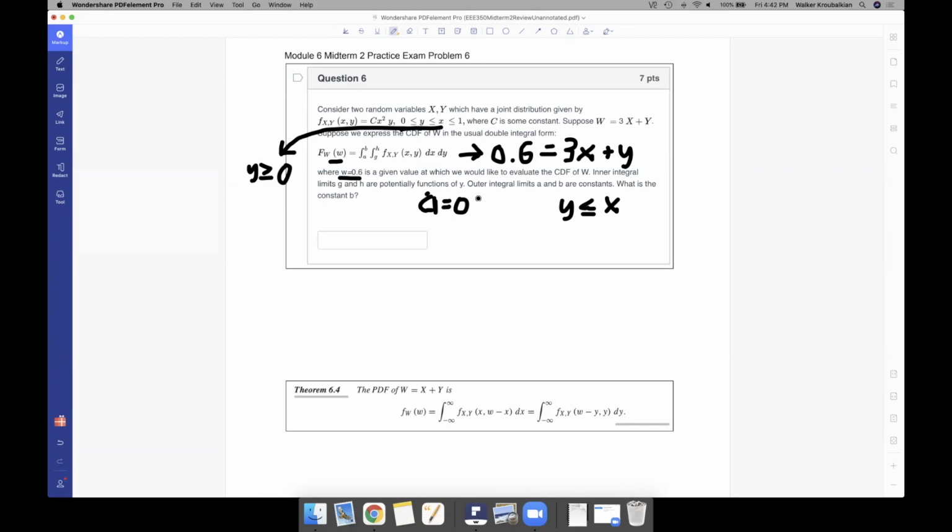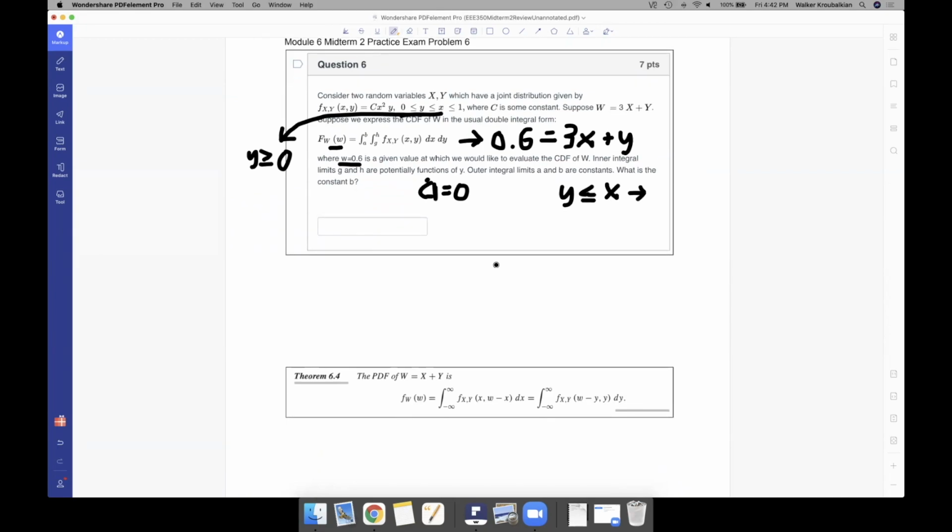Now for the upper bound, the naive answer would be 0.6, right? Because if x has to be non-negative, then the minimum possible value x could be is 0, and therefore the maximum possible value of y would be 0.6, but that's not correct because we have this extra condition, y is less than or equal to x, right?